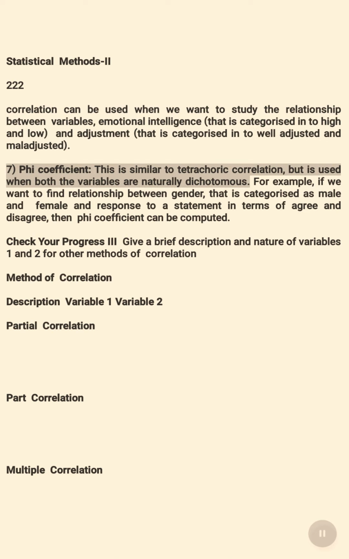7. Phi coefficient. This is similar to tetrachoric correlation, but is used when both the variables are naturally dichotomous. For example, if we want to find the relationship between gender, that is categorized as male and female, in response to a statement in terms of agree and disagree, then Phi coefficient can be computed.